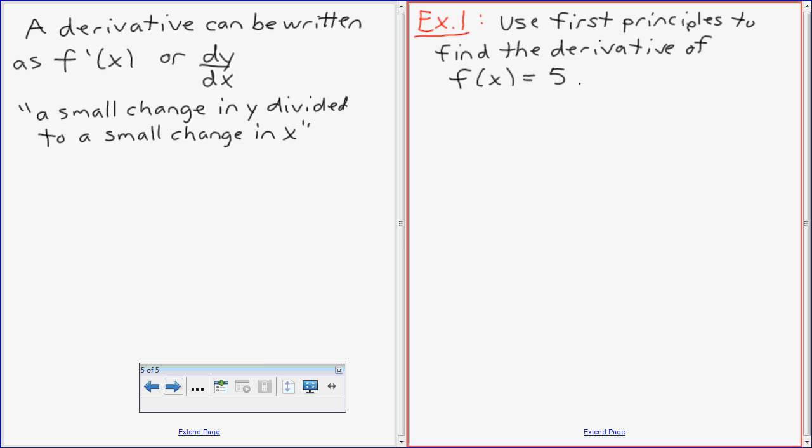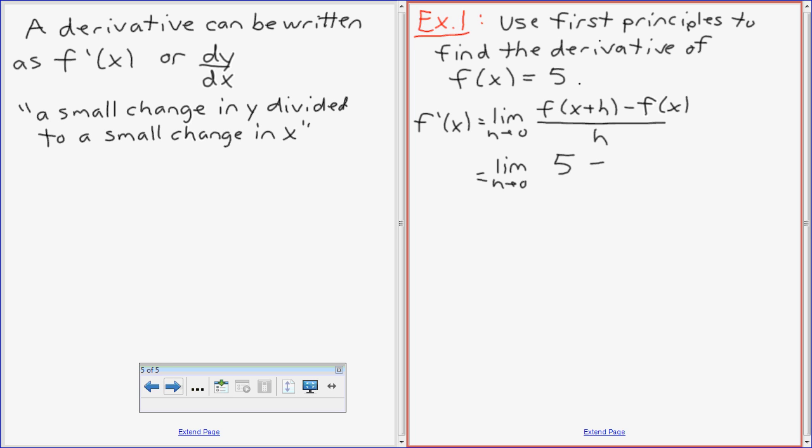So I'm going to say f prime of x equals the limit as h approaches 0 of f of x plus h minus f of x, all over h. Now this is the part that confuses some people, so I'm just going to slow down. If I sub in x plus h everywhere I see an x, what does 5 change into? There's no x to change. No matter what the x value is, the value is going to be 5. So this is equal to 5.